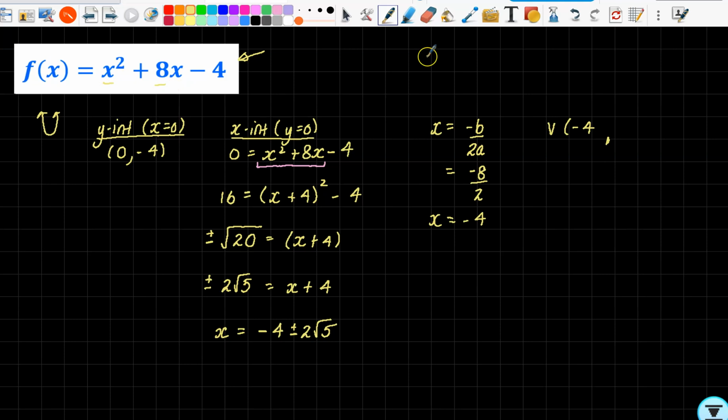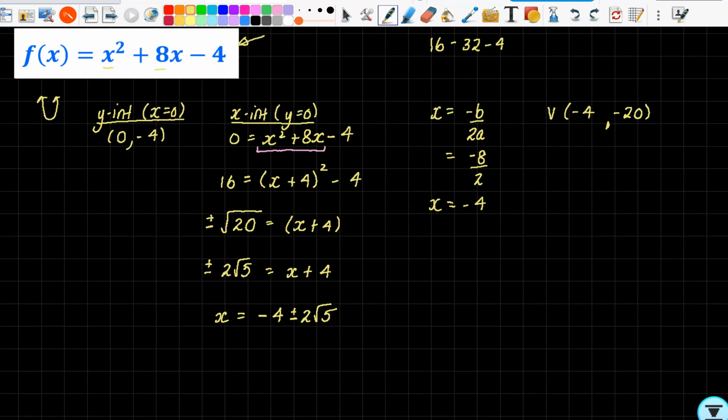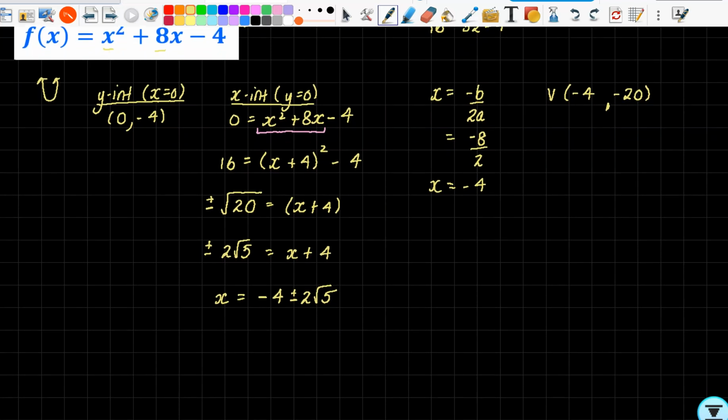To get our vertex, minus 4 something, we're going to replace x with minus 4. So that becomes minus 4 squared, which is 16. 8 times minus 4 is minus 32. So minus 16, take 4, we get minus 20. And like a cake, let's bake it all, put it all together. Here we go. Let me just use my calculator to check.